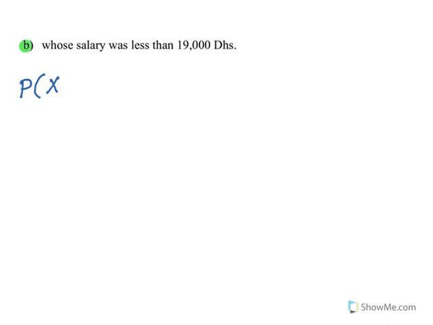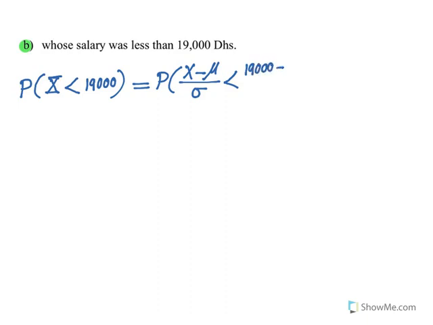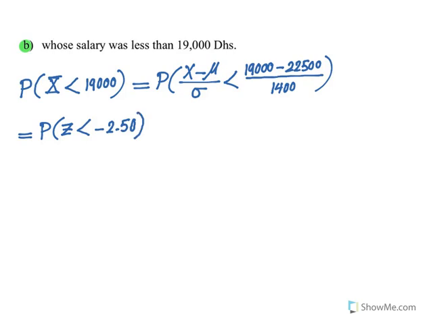We want the probability that the starting salary X is less than 19,000. So this probability, change it to the z-score, so it will be the probability that (X minus mu) over sigma is less than (19,000 minus mu, which was 22,500) divided by sigma, which is 1,400. And so this will be the probability of Z less than, if you do this on your calculator, negative 2.5. Let me just add a 0 to it. So negative 2.50, exactly.